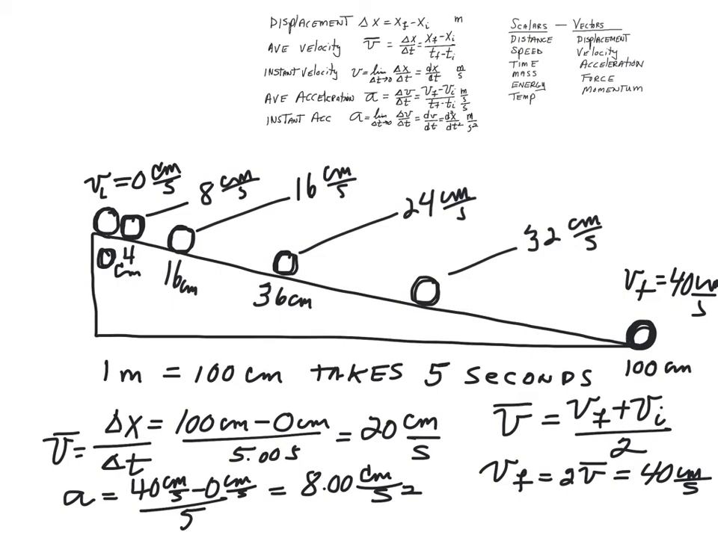At 4 seconds, the instantaneous velocity is 32. That means from 0 to 32, it's averaging 16, times 4. This is 64 centimeters. And then between 0 and 40, it's averaging 20. Oh, we already know that. All right? And it's averaging 20 for 5 seconds, so it's at 100 centimeters.